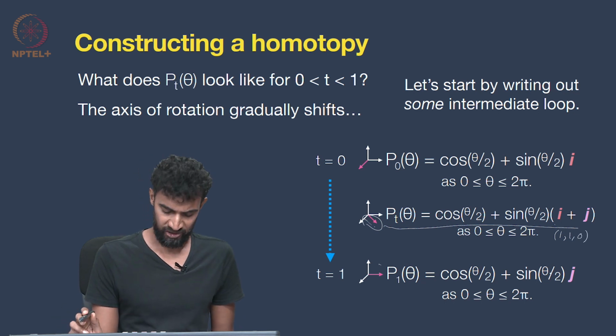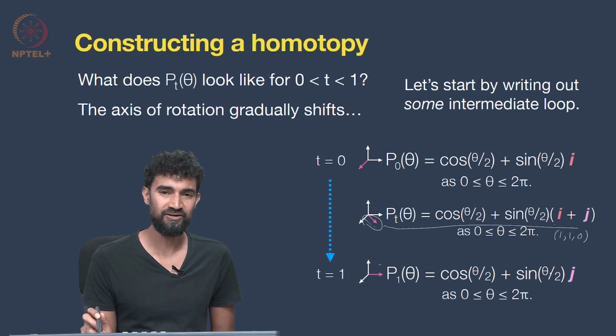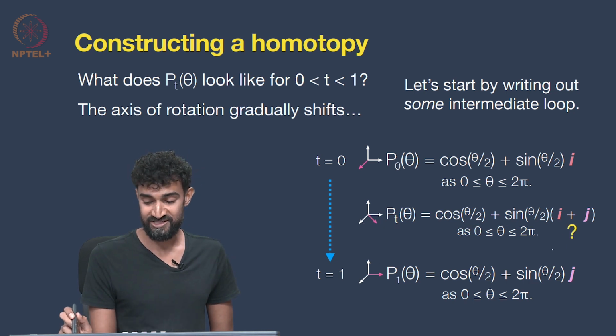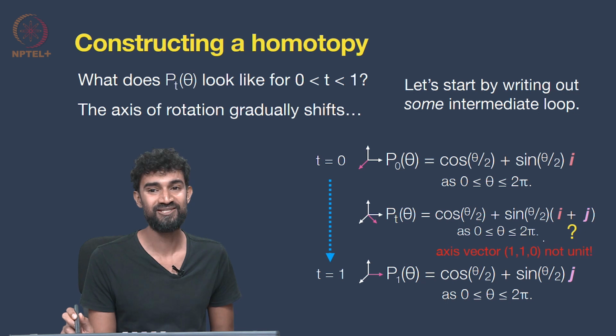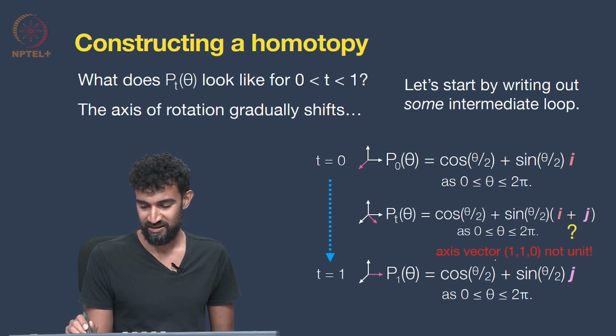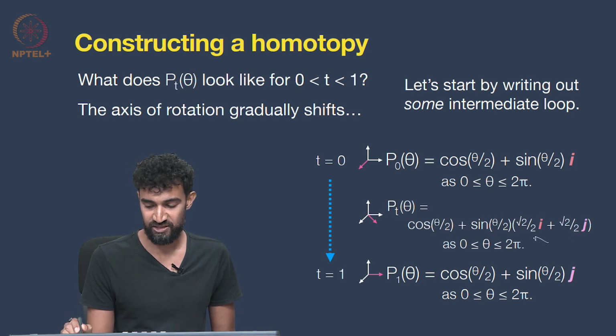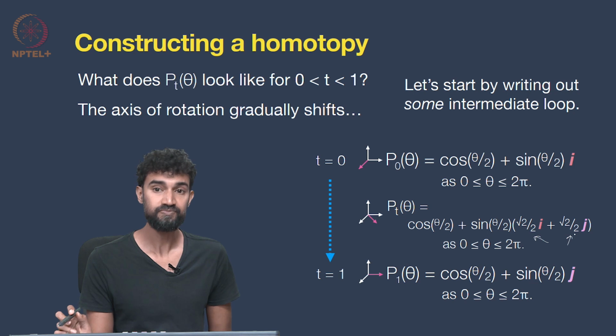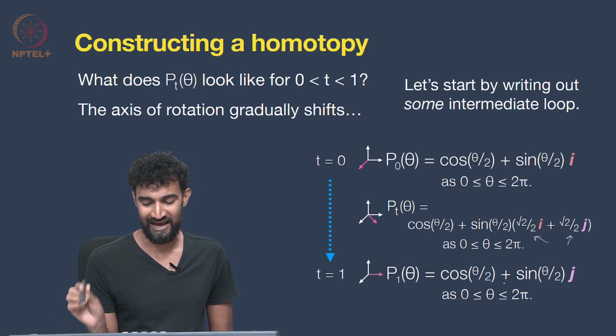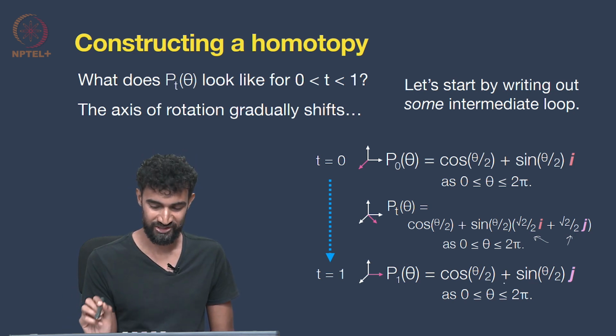So does this work? Well, we have a slight problem here, because what I've written is not quite a unit quaternion. This axis is not a unit, and therefore we don't end up with a unit quaternion. We can fix that pretty easily. I can add in these coefficients, root 2 over 2, root 2 over 2. Now it is a unit, and now this is a unit quaternion, and now this actually works.